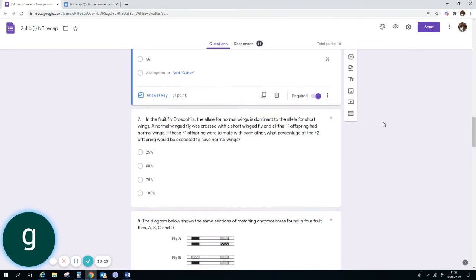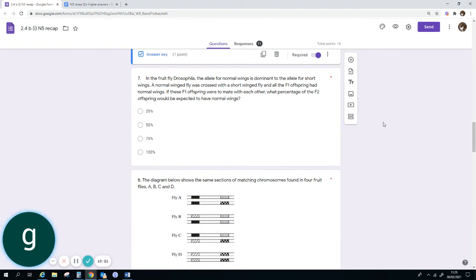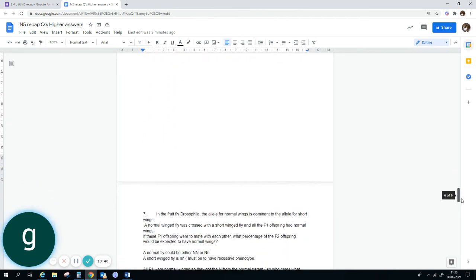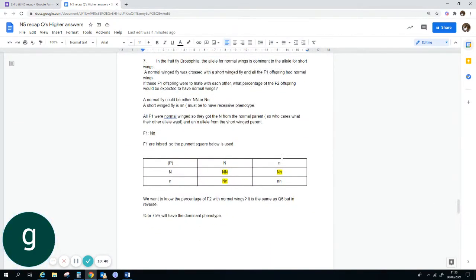In fruit flies, Drosophila, the allele for normal wings is dominant to the allele for short. A normal wing was crossed with a short wing, so we know one of them's homozygous recessive, and it's the short-winged one. All of the F1 had normal wings. If the F1 were to mate, what's the percentage of the F2 that would be expected to have normal wings? So we know that the parental generation has one who has the dominant allele, and we don't really know what the other allele it has is, and we know that its other parent is homozygous recessive.